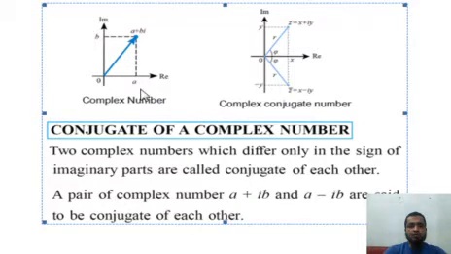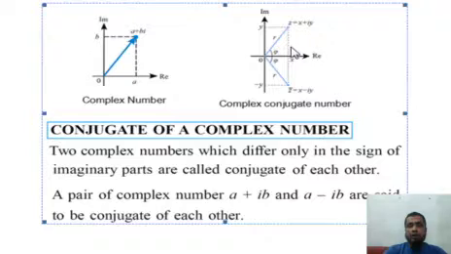The next definition: conjugate of a complex number. The complex numbers which differ only in the sign of the imaginary parts are called the conjugates of each other. That means if a plus ib is a complex number, then a minus ib is called the conjugate of the number a plus ib.